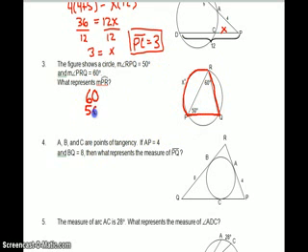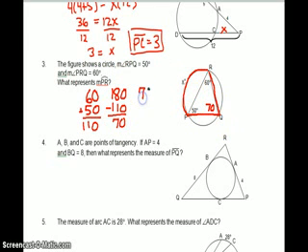And 60 plus 50, that gives us 110 so far. We know they have to add up to 180, so we subtract the 110 from 180, and that gives us 70. So 70 goes out here. Since this is an inscribed angle, it's going to be half of this arc, so to find the arc, we just multiply the angle times 2, and our answer is 140 degrees.